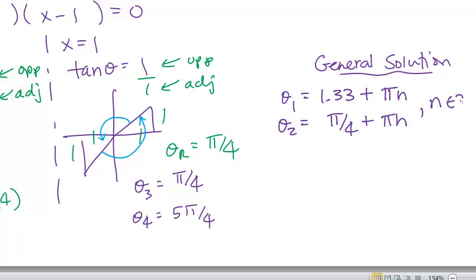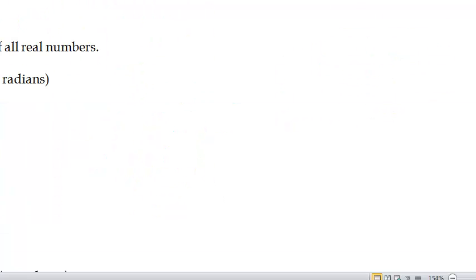And I should say here for both of them, n is just going to be any integer. That's everything. If you did them separately, that wouldn't be a problem, but it looks a little nicer like this. Okay, so let's flip back.